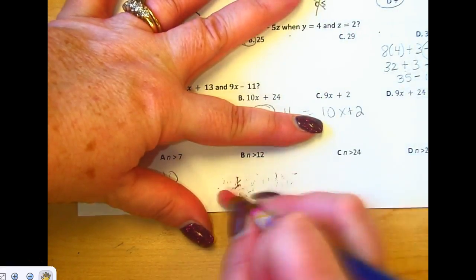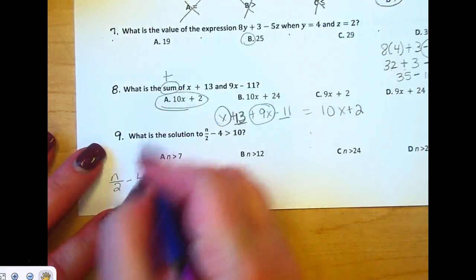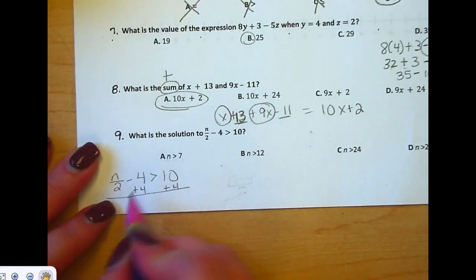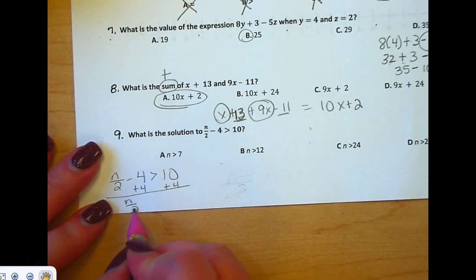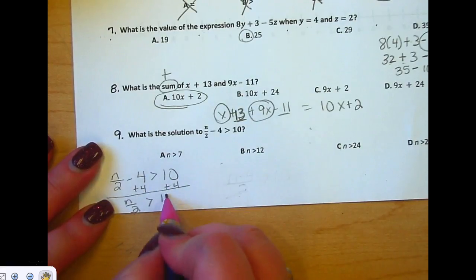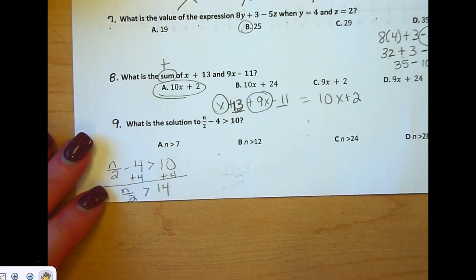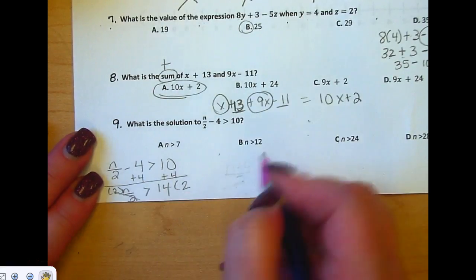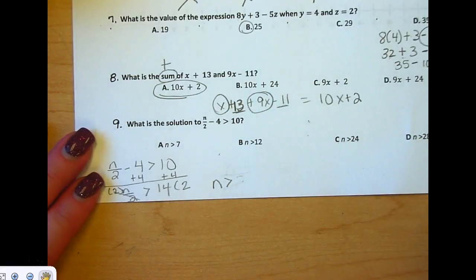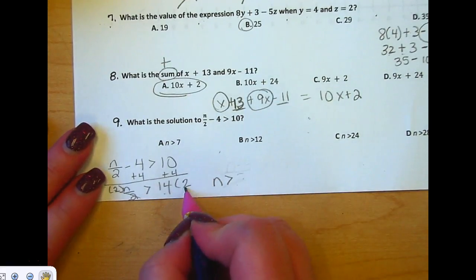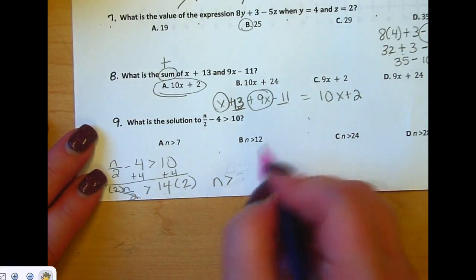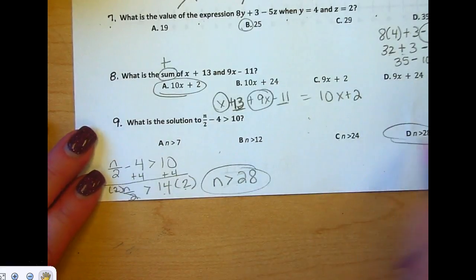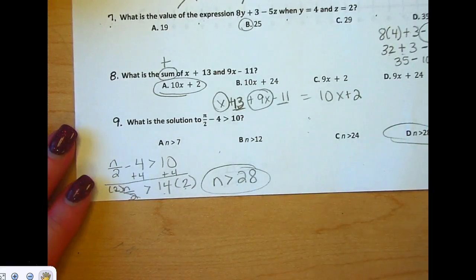So the first thing that we're going to do is add 4 to both sides. And you're left with n divided by 2 is greater than 14. Multiply both sides by 2. And you are left with n is greater than 14 times 2, which is 28. n is greater than 28. So I could pick a number.